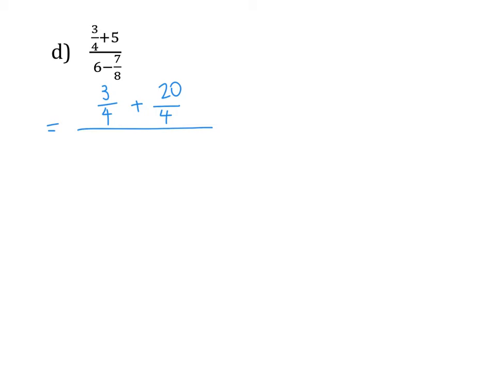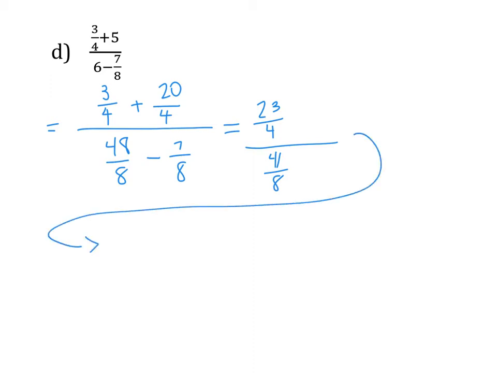Then I have 6. It's going to be something over 8 minus 7 over 8, right? I'm going to multiply 6 by 8, which is going to come out to 48. From here, I'll simplify this. 3 over 4 plus 20 over 4 is going to be 23 over 4, divided by 48 minus 7, 41 over 8. From here, I'll do it side by side.